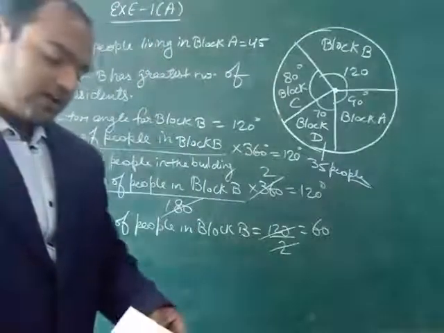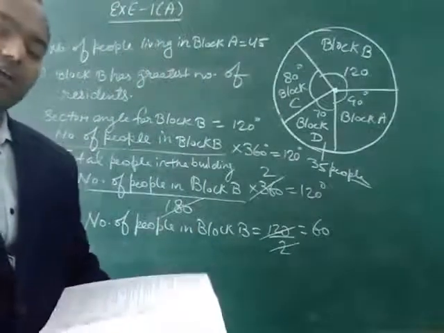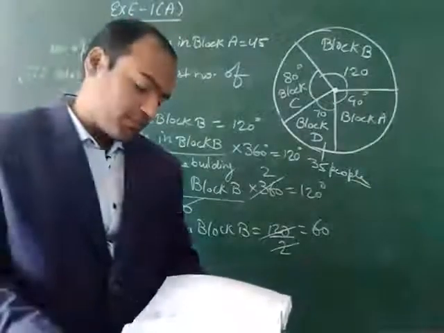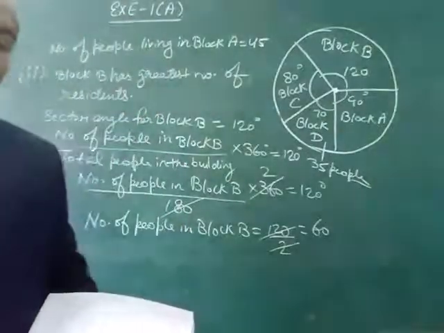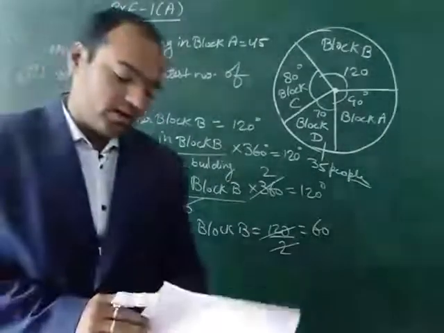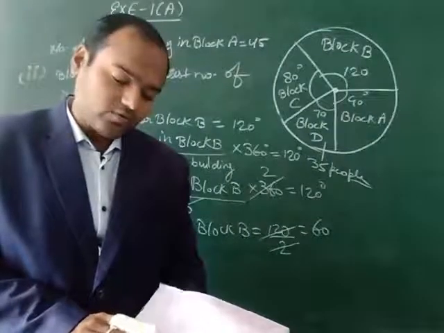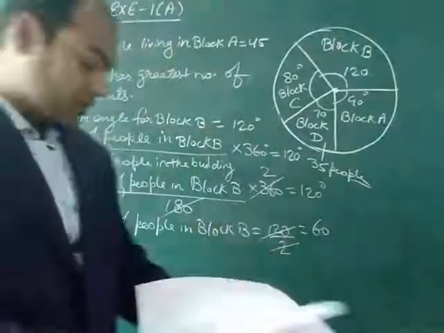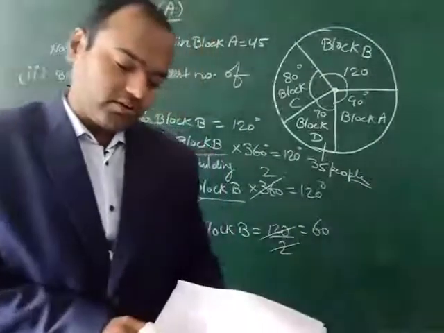And the third part answer I had already explained to you in the beginning. How many total persons are living in the building? So total number of persons in the building are 180. So like this you have to do the question. This is question number 11.